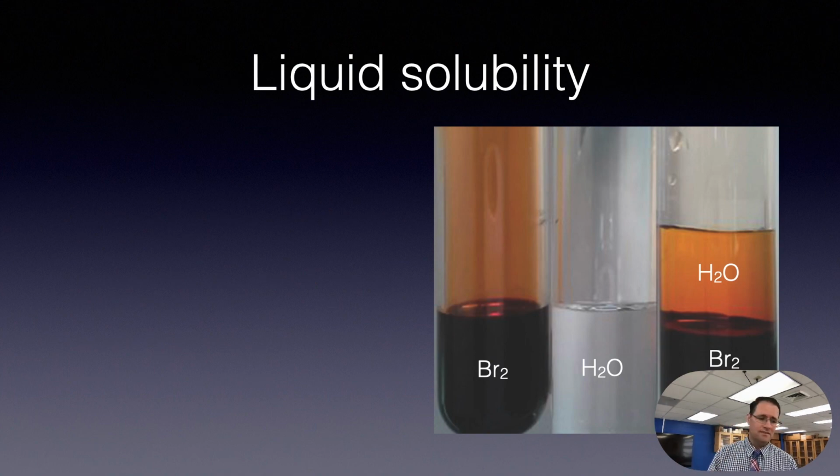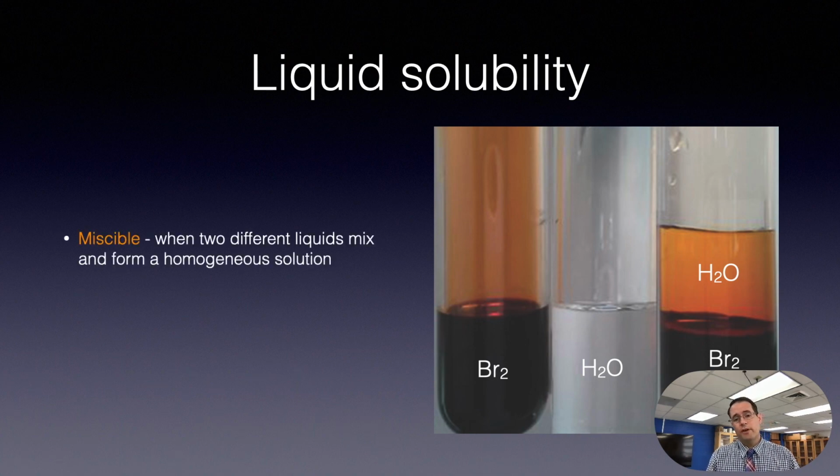So liquids can dissolve into water. We've talked about ethanol dissolving in water. We've talked about hydrogen peroxide dissolving in water. These are solutions that you can pick up at the store, and they contain water in solution. So first of all, weird word, it's called miscible. Miscible is when two different liquids mix to form a homogeneous solution. An example of that would be ethanol and water. When ethanol and water are mixed, it just forms one homogeneous solution.